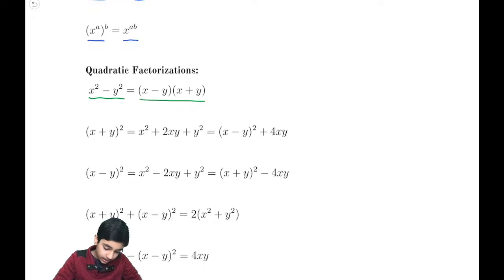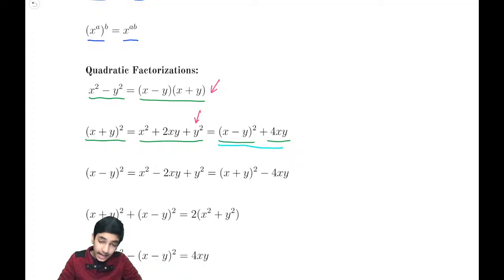(x plus y) squared is equal to x squared plus 2xy plus y squared, which is equal to (x minus y) squared plus 4xy. So basically, this is something that you should definitely memorize. And this is also something you should memorize for sure. And this is just an alternate way of phrasing it. So this is just an alternate way of rewriting (x plus y) squared.